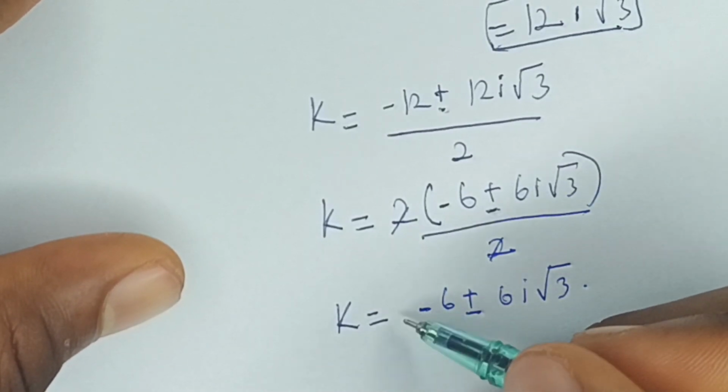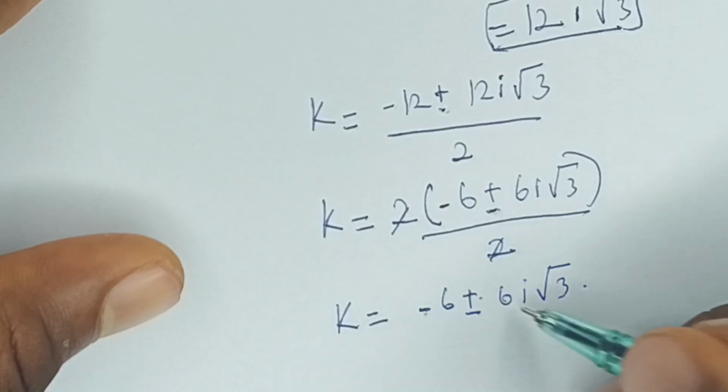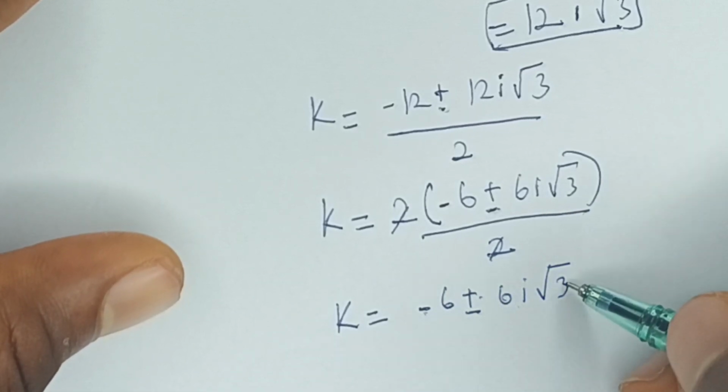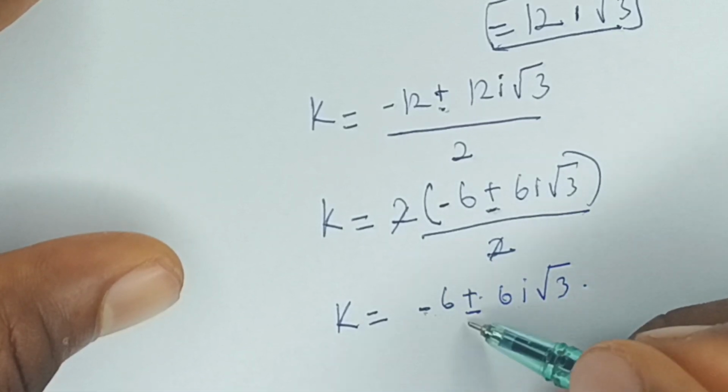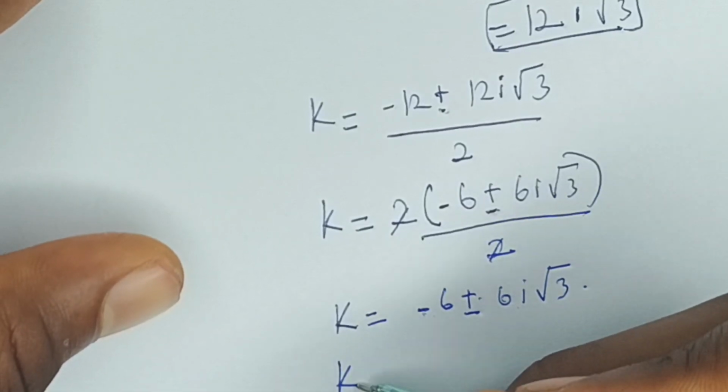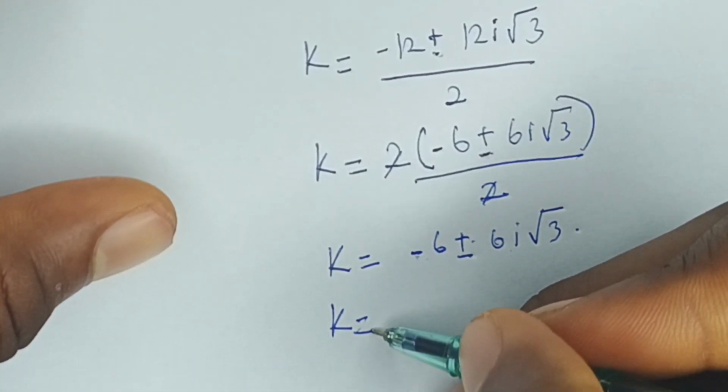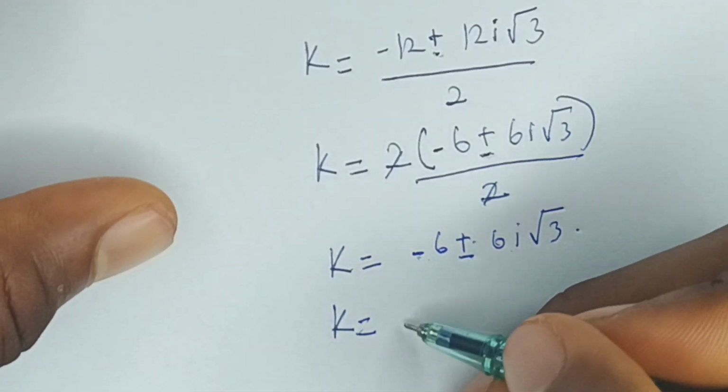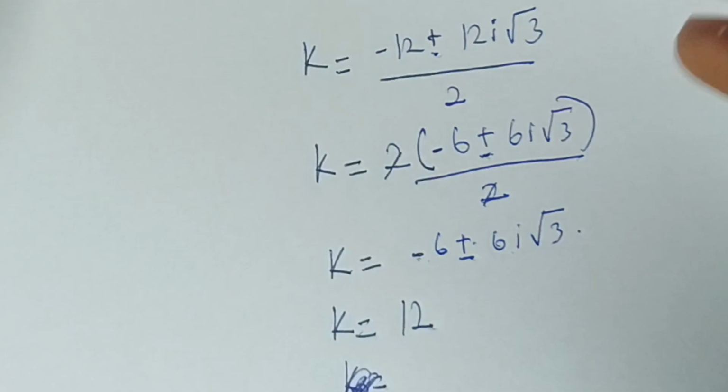Okay, so how many answers do we have for k now? We have the first one to be minus 6 plus 6i root 3, or minus 6 minus 6i root 3, or we also had initially that k is equal to 12.